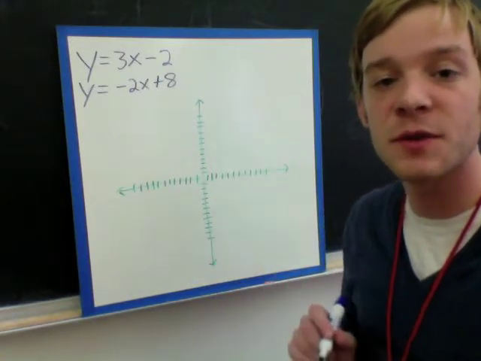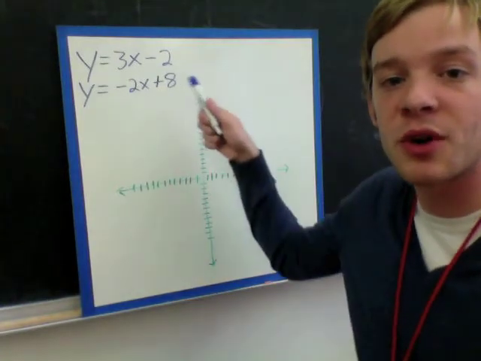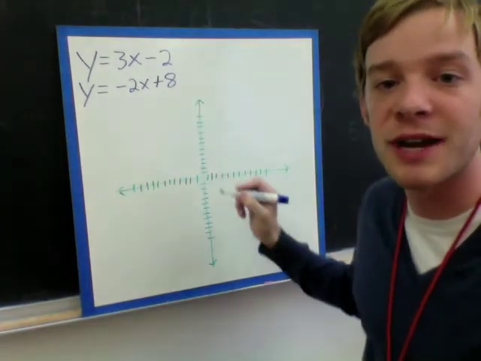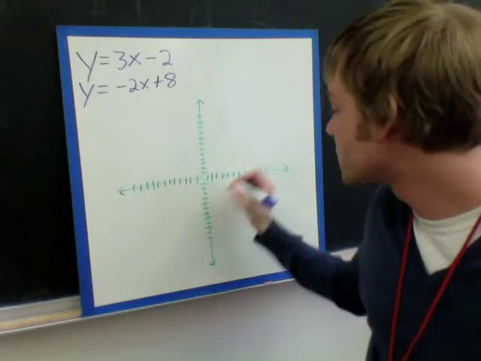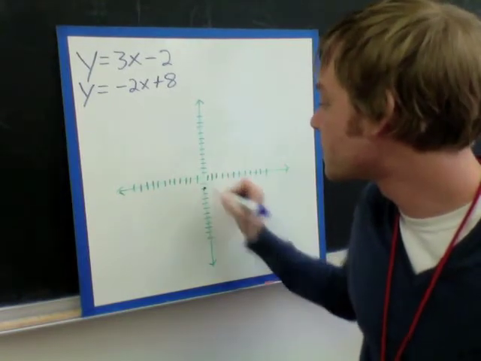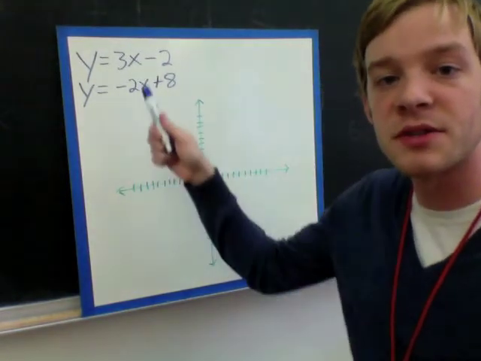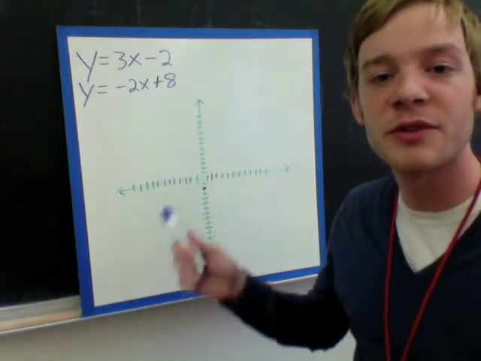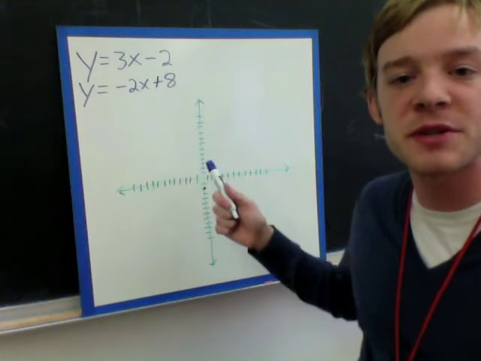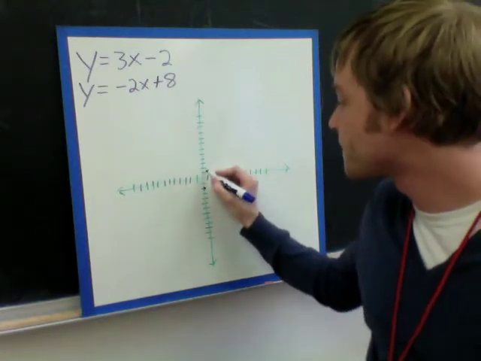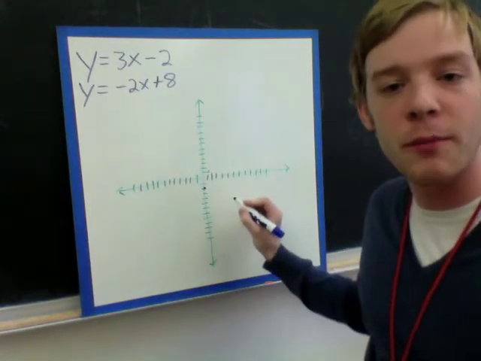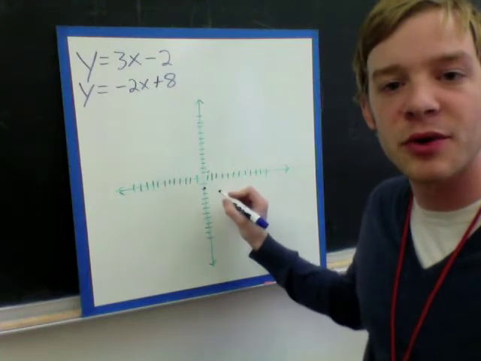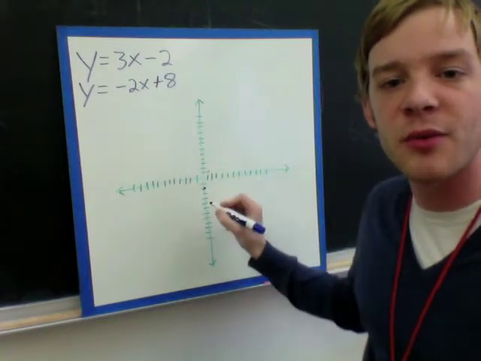If we're graphing this first equation right here, we want to start with the y-intercept, so we're going to go down 2 spaces and mark our point. Then since our slope is positive 3, that means we've got a rise of 3, and we're going to the right once. So we're going to go up 3 spaces to the right once. We mark our point, and we're going to do this again. We're going to go up 3 more spaces and to the right one more time.